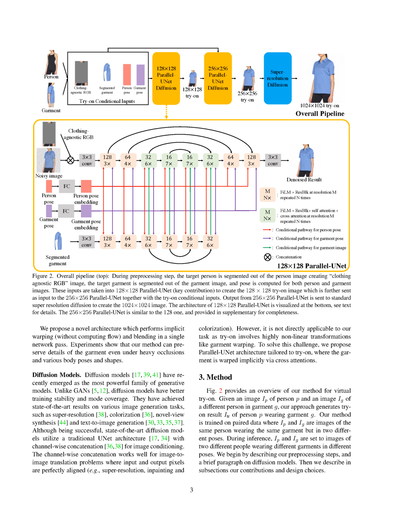However, even top-tier diffusion models employ a conventional UNet architecture with channel-wise concatenation for image conditioning. This works well for image-to-image translation problems where input and output pixels align perfectly, such as in super resolution, inpainting, and colorization. Yet, it isn't directly applicable to our task since TryOn involves highly nonlinear transformations like garment warping. To overcome this hurdle, we suggest a Parallel-UNet architecture tailored for TryOn, where the garment is implicitly warped via cross-attentions.